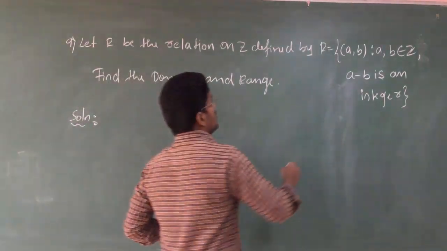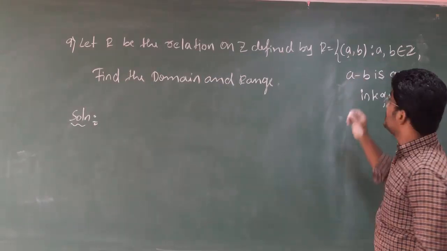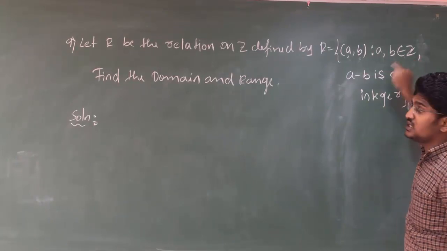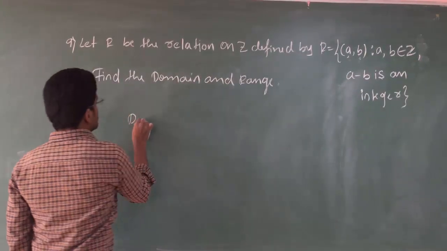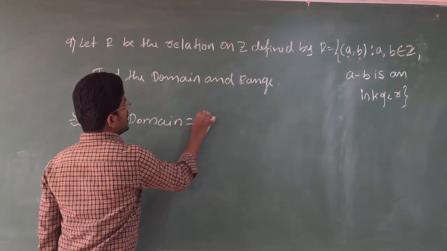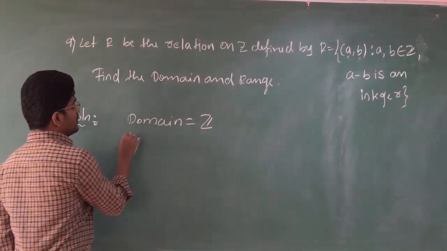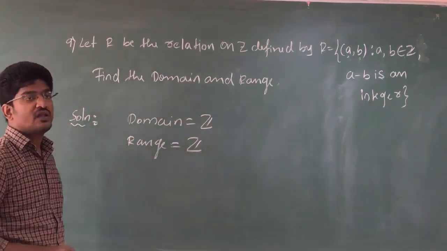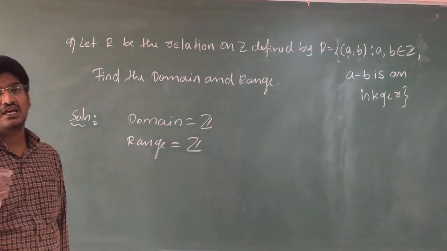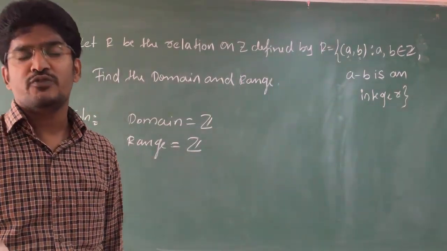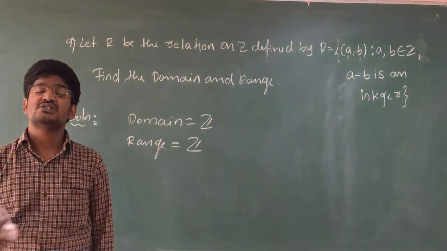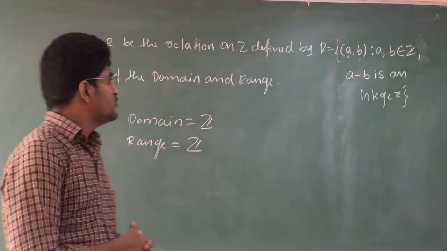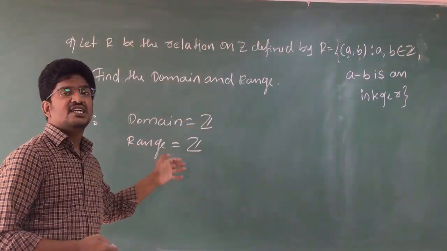So see here, the collection of first elements is the domain, and the collection of second elements is the range. Both belong to integers. That means the domain is equal to the integer set Z, and the range is also equal to the integer set Z. Clear? If you want to write the roster form, you can try, but the ordered pairs are not going to end because they are infinite. That's why the domain is Z, the range is Z, and this much is enough.